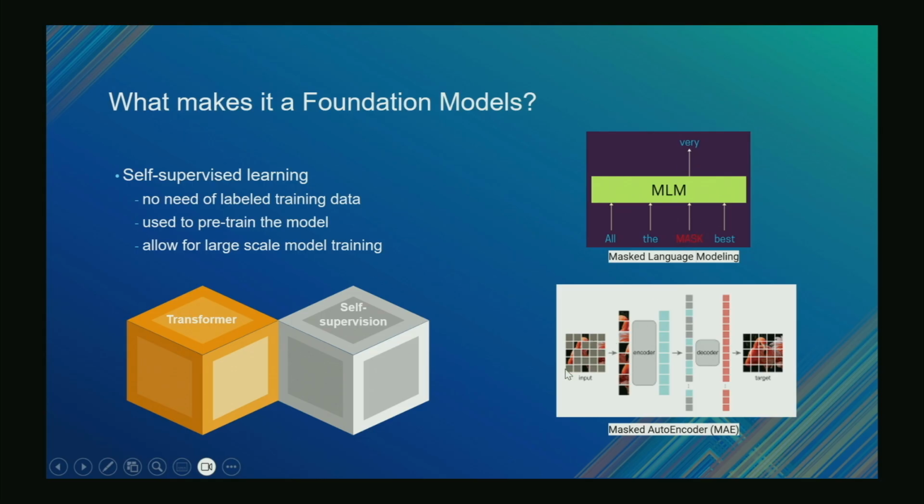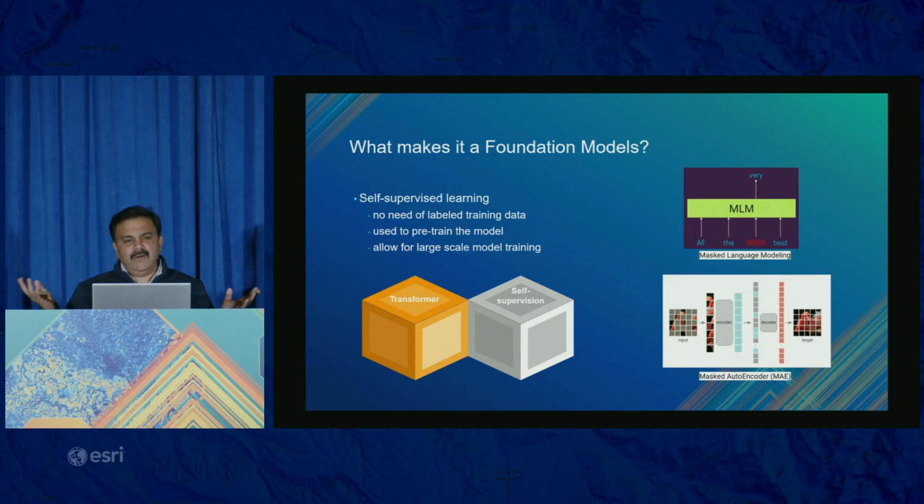Or we give it an image and mask out parts of that image, and the model is supposed to fill in the blanks. So what this allows us to do is there's no more need to label the data. It can be trained on raw internet data, and that really helps the model. As these models become huge in size, they need that much more data to train, right? So it allows for larger scale model training.